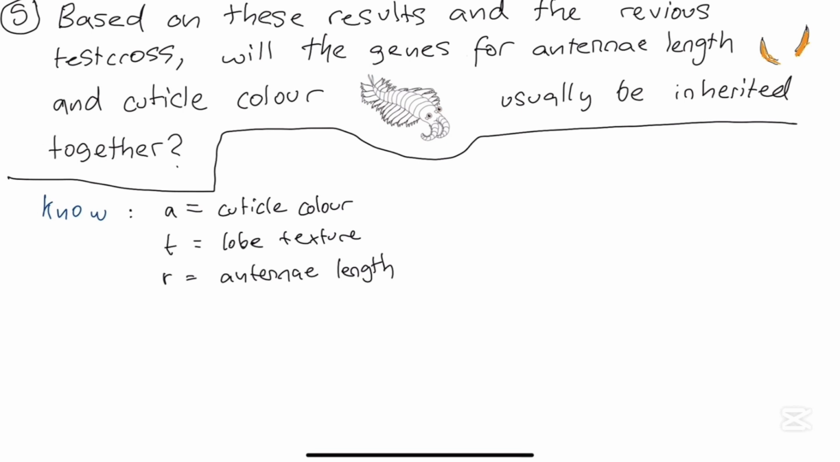Looking at the distance between genes R and T for antenna length and lobe texture, and the results of the previous cross, the distance between color and lobe texture genes, would genes A and R usually be inherited together? We can determine this by making a gene map.